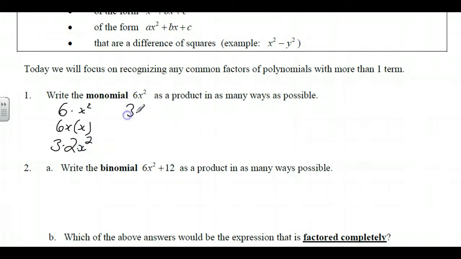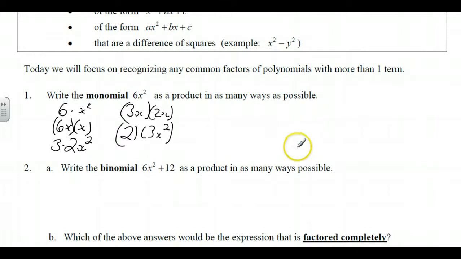I could go 3x times 2x. Well, I mean, writing x times 6x is the same as writing 6x times x, so I'm not going to write this as 2x times 3x. But I could write it as 2 times 3x squared. Okay, that's unique. What else? Because 6 can be written as 1 times 6, or 2 times 3. So there might be more, but I've got a few there.